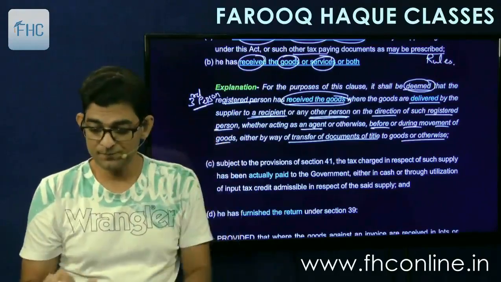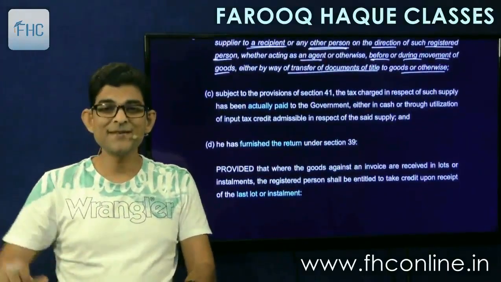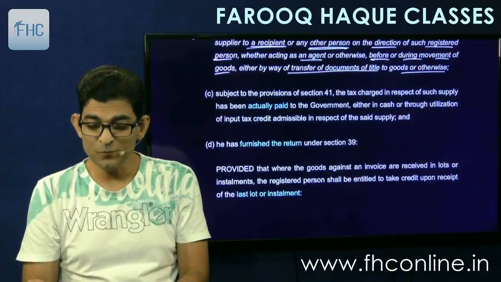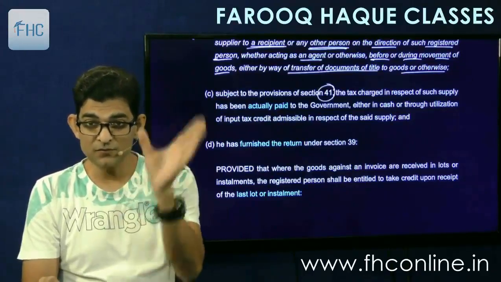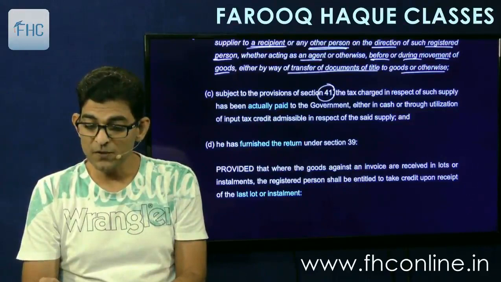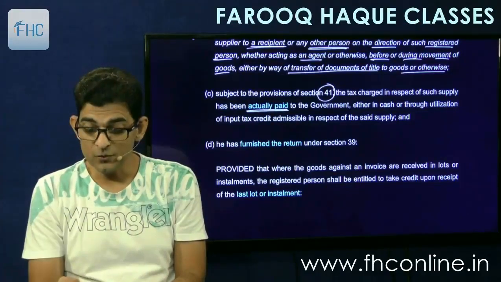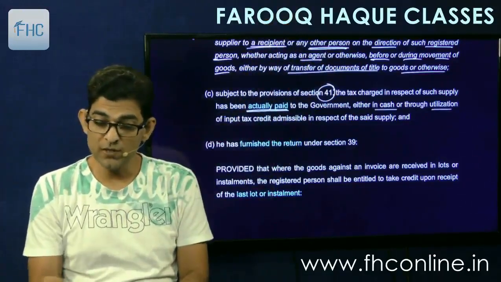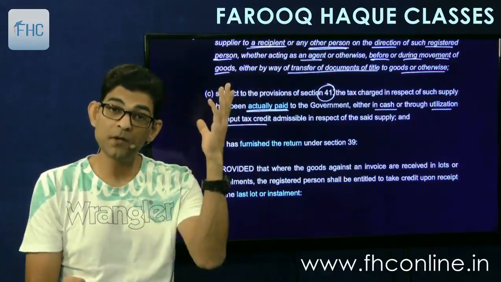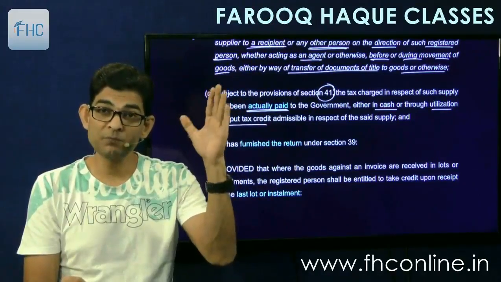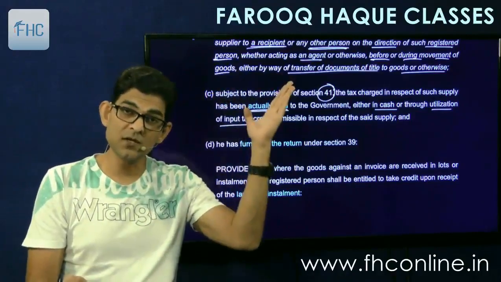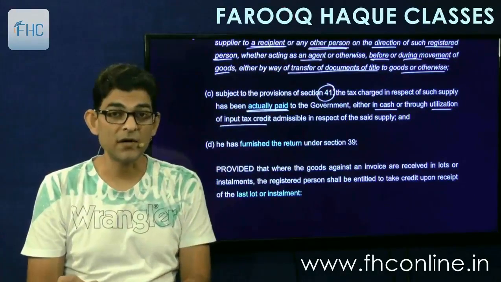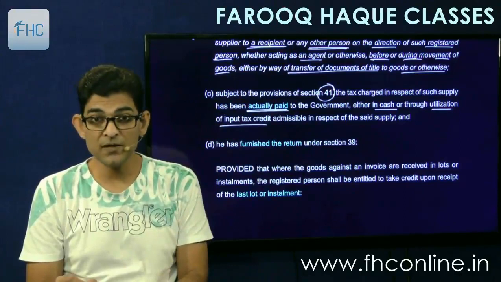Then coming to the third condition. The third condition, as I explained in the last lecture, is that matching. Subject to provisions of section 41, which is the matching section that we'll see, the tax charged in respect of such supply has been actually paid to the government. By whom? The supplier. The supplier has to pay tax, either in cash or through utilization of input tax credit admissible to him. He might also have got input tax credit. So he should have paid this output tax by utilizing his input tax credit or in cash. That is through his electronic credit ledger or through his electronic cash ledger. Simple, he should have paid tax.